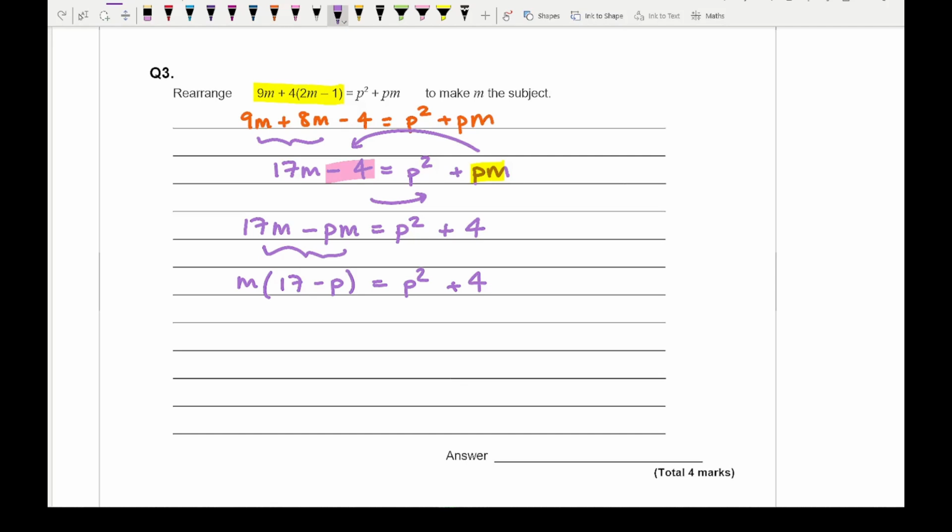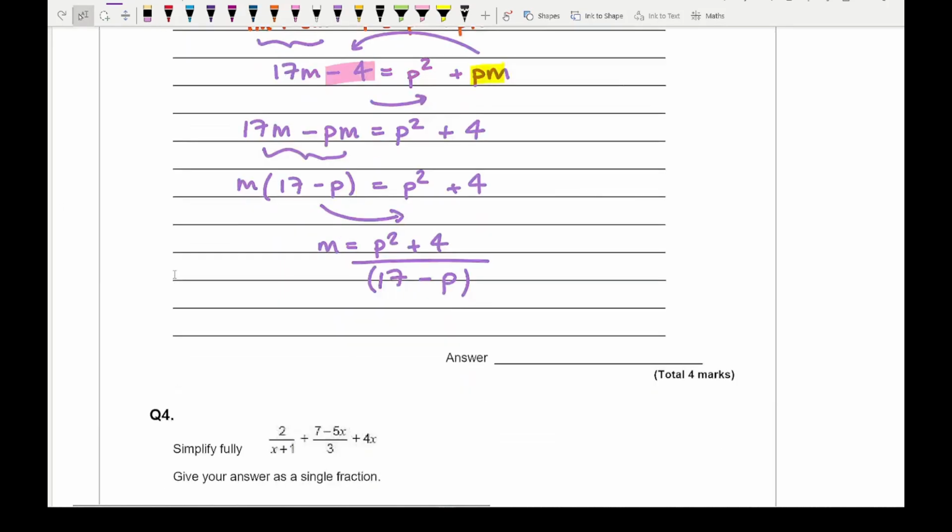So here then, all I need to do is take this bracket over to the other side, so I end up with m equals p squared plus 4 all over 17 minus p. And if you want to make sure, you can put the 17 minus p in brackets, but again, as long as it's all the denominator, then it's all good.